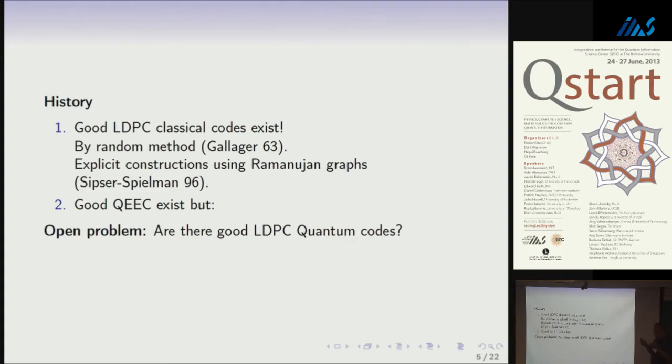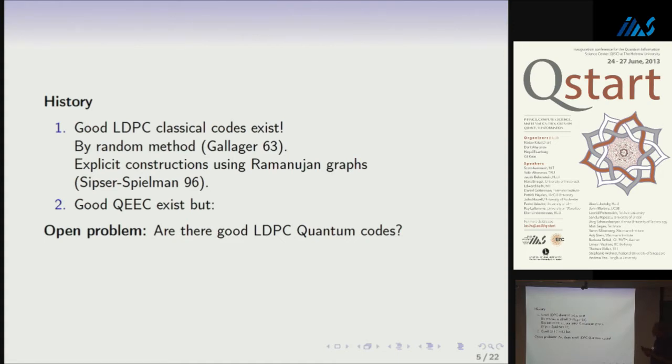It's not clear. Why? What's the difference? The random case is not even a difficult result of Gallagher. It's easy by nowadays standards. Here it's difficult in the sense that you have to use Ramanujan graphs. But if you have Ramanujan graphs, then you really need Ramanujan or close to Ramanujan, not just expanders. Then the work of Sipser and Spielman is not so difficult. But here it's not even known randomly.